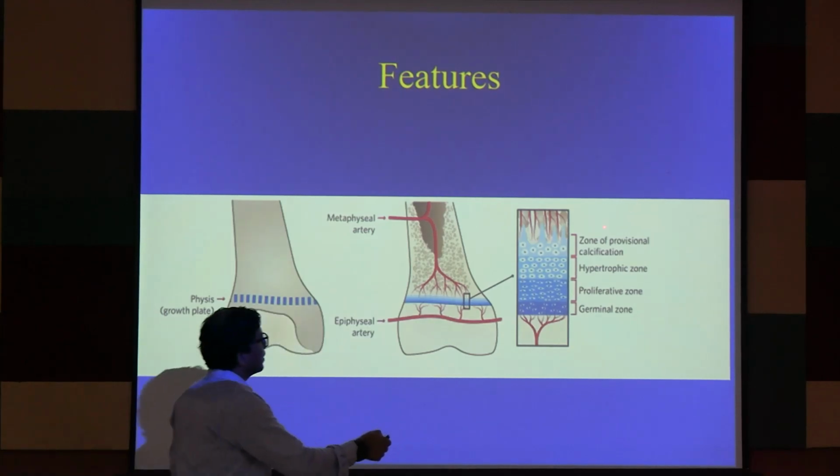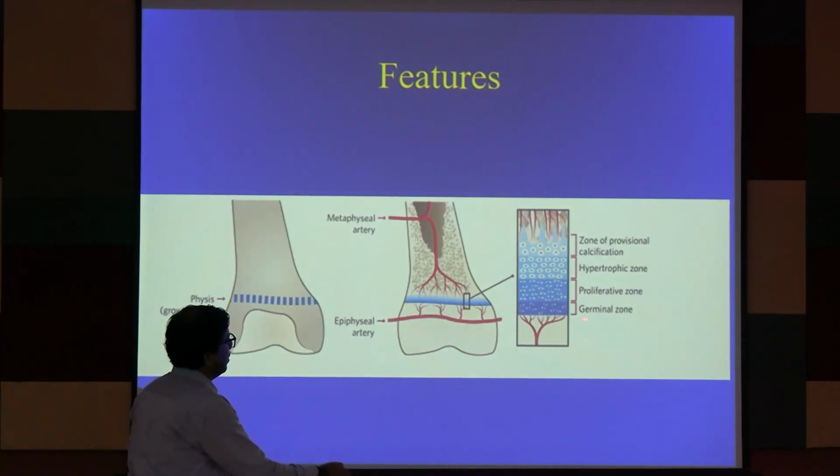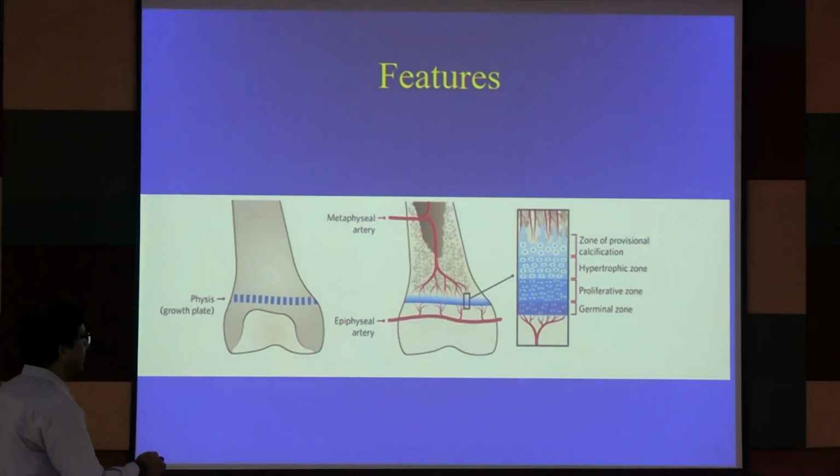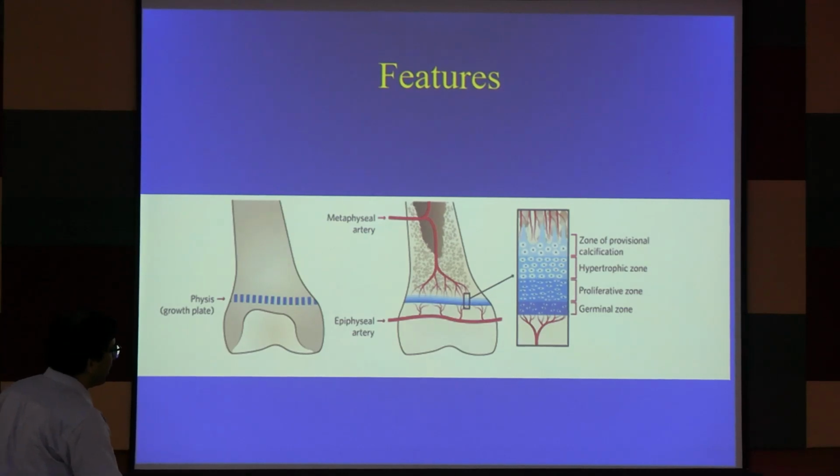So you see, on the epiphyseal side, this is the germinal zone. Okay, the stem cells, immature cells, proliferate. They proliferate and they mature in the hypertrophic zone, and they produce the matrix. And towards the metaphysis, there is a zone of provisional calcification.